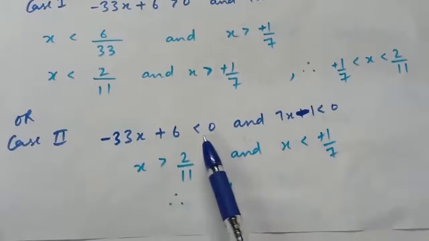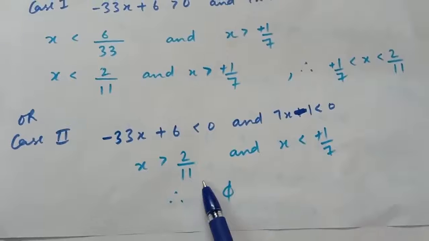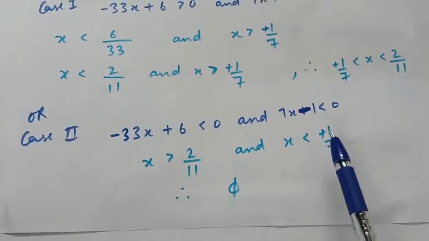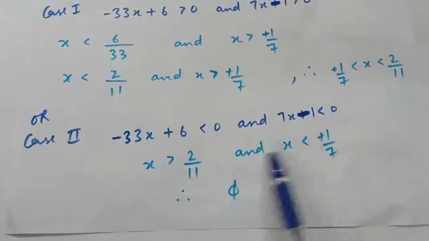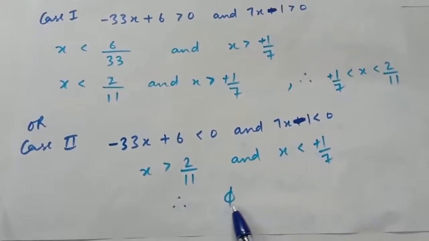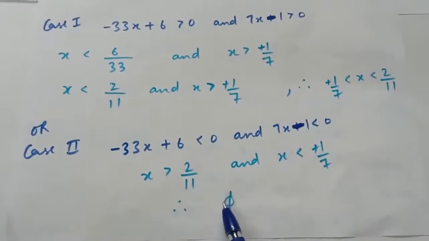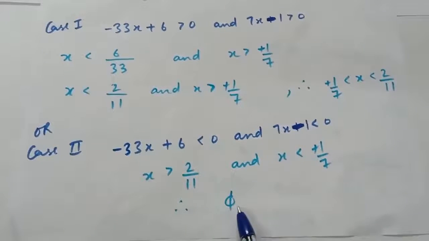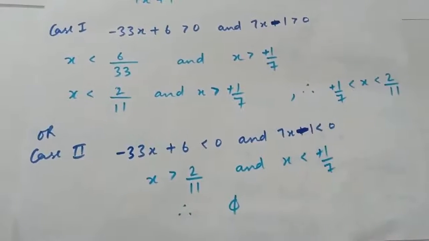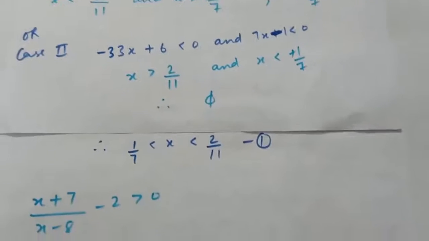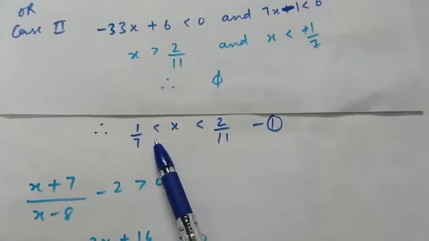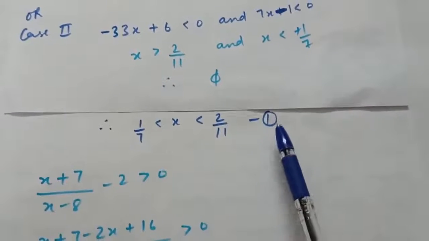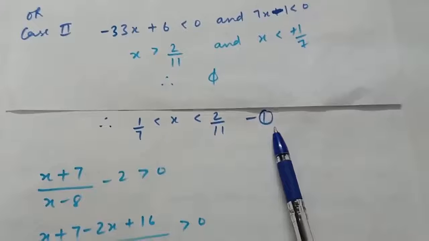Now for the second case, you will get x greater than 2 by 11 and x less than 1 by 7. Since there is no intersection of these two, the answer will be empty set for the second case. Now see, case 1 or case 2, so we will take the union of these two solutions. So the union will be x greater than 1 by 7 and less than 2 by 11. Let this be 1. This is the solution of the first inequality.